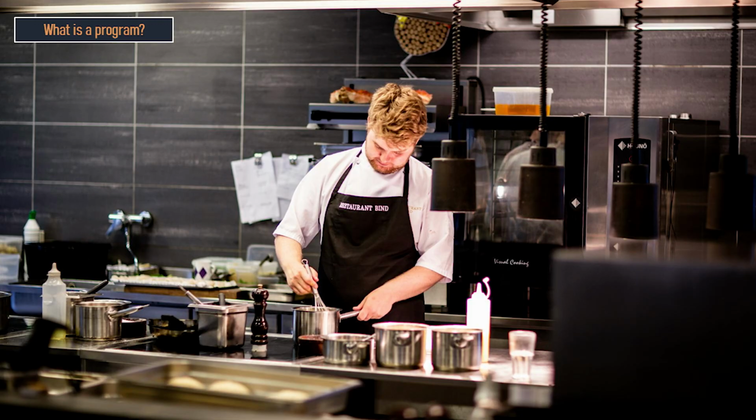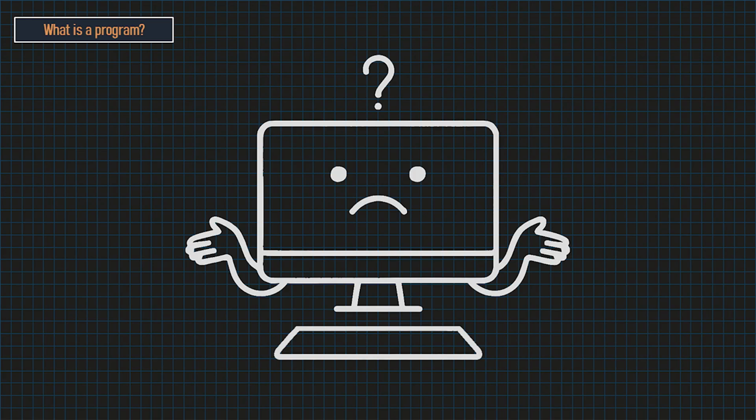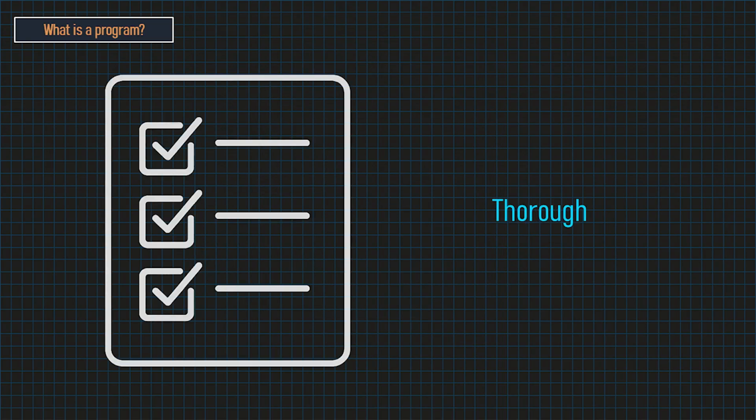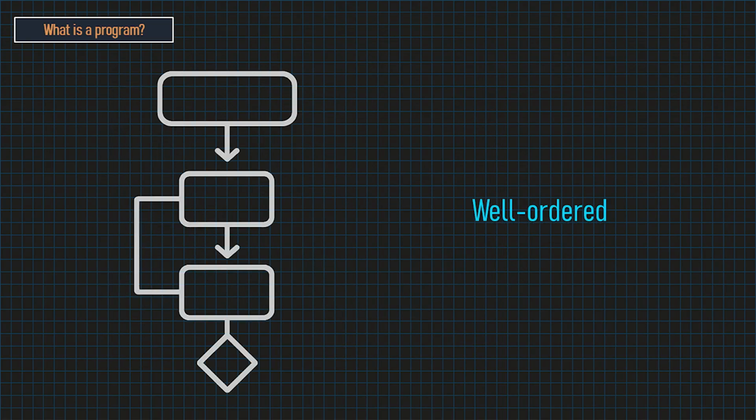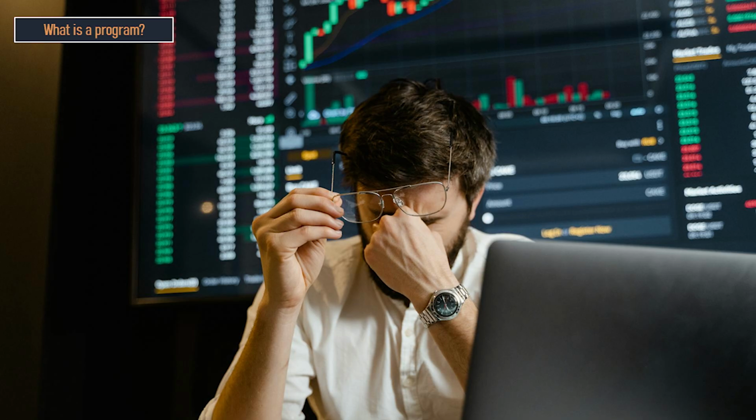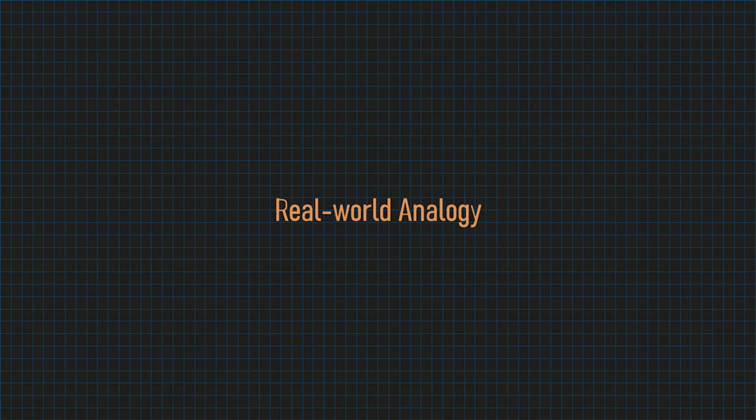However, unlike a human chef, the computer won't figure it out if you skip a step. It's important to be explicit, thorough, clear, and well-ordered when creating the instructions. Otherwise, the computer will do something completely unexpected. Let me share another analogy to help explain how to apply these practices.